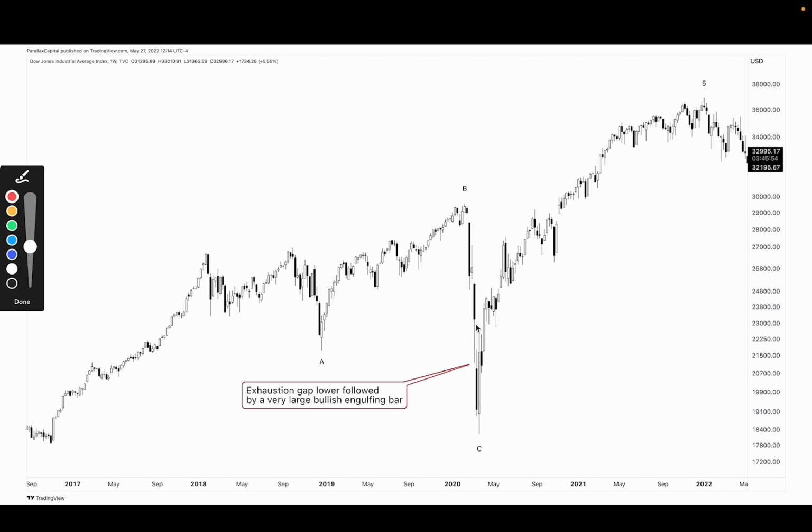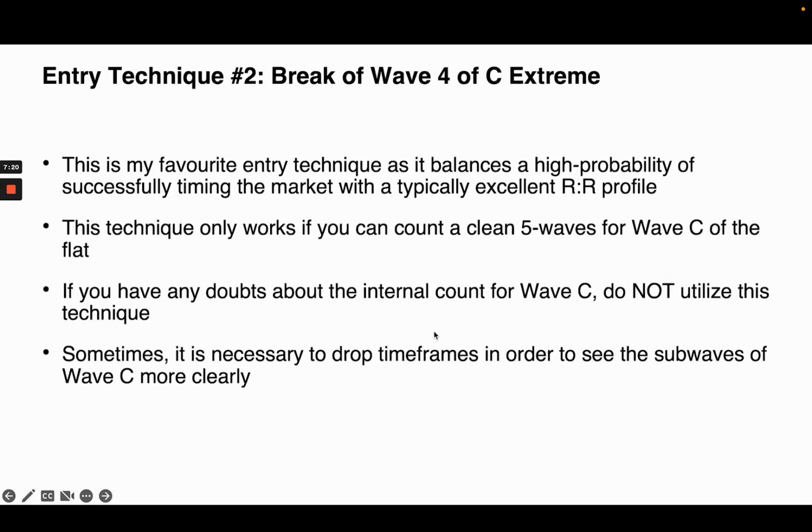So anyway, we get that large gap lower, and then we get this enormous bullish engulfing candle right here, and then the market just rips higher. Okay, so candlesticks can be a very effective way to trade the flat.